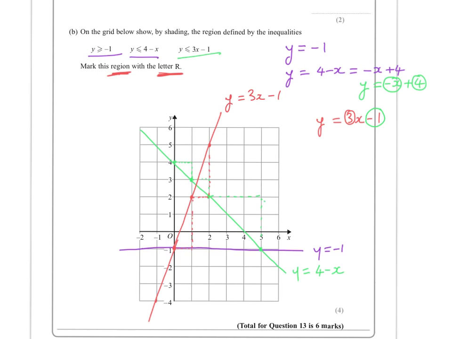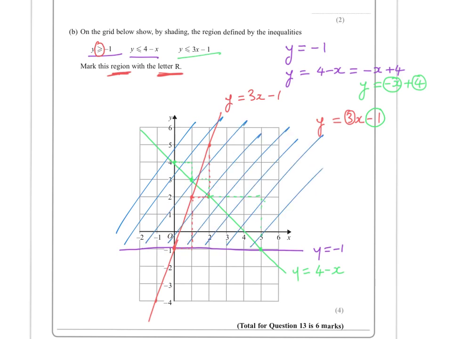So let's try and look at doing these inequalities now. So we've got to satisfy the inequalities. So this first one, y has got to be greater than or equal to -1. So if I choose another colour here, say blue, then if we shade in everything which is more than -1, and equal to, that will just be the purple line anyway. So that's the first one done.